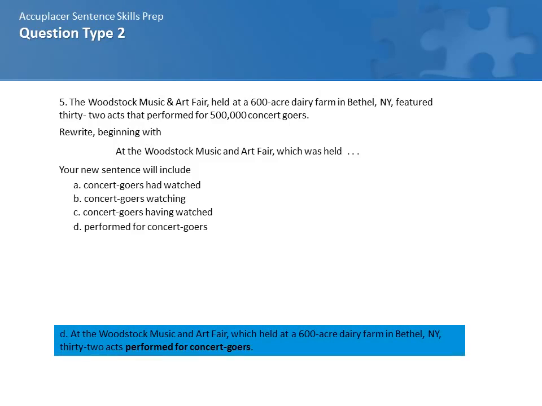At the Woodstock Music and Art Fair, which was held at a 600-acre dairy farm in Bethel, New York, 32 acts performed for concert goers. So that sentence would preserve the meaning of the original and is worded most smoothly.